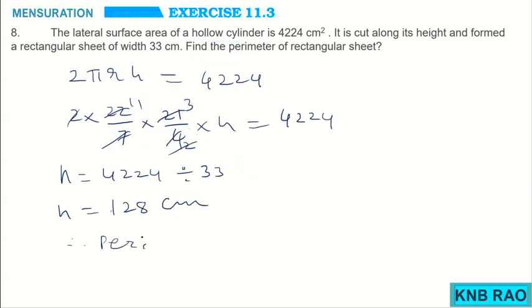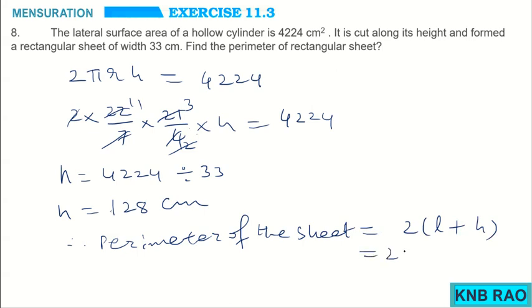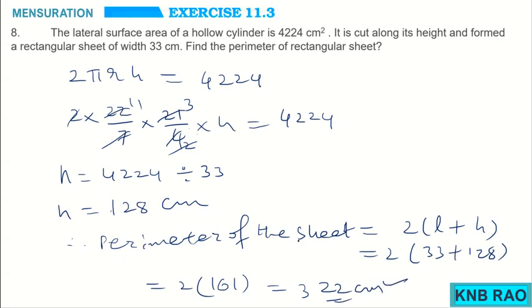Therefore, the perimeter of the sheet is 2 times of L plus H. 2 into L is 33 plus 128. So 33 plus 128 is 161. 161 twice is 322 centimeter. This is the perimeter of the sheet. This is how we calculate.